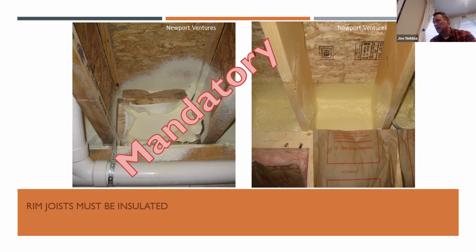I couldn't do something like put in a bat of insulation that wasn't actually installed against the rim board there with some means of keeping it there. It has to be in permanent contact. So it doesn't have to be spray foam. There's a lot of different products you could use, but it does have to be in permanent contact with the exterior rim board. And so that's something to keep in mind for your rim joists.